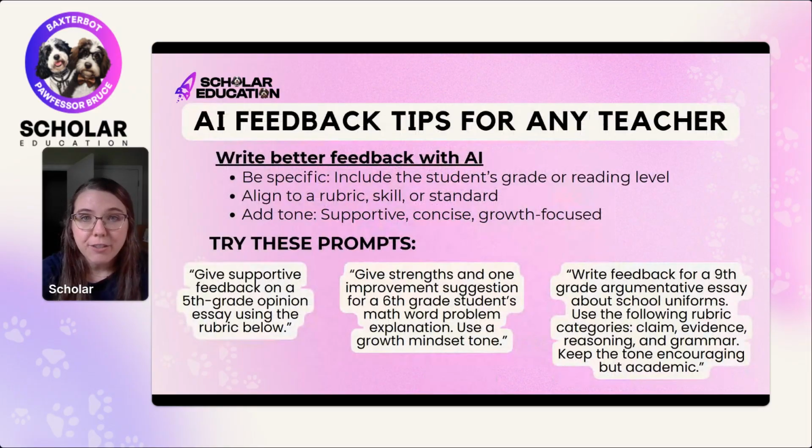If you're going to use AI for feedback, and I hope that you will to save yourself some time, here are a few quick tips we've learned along the way. First, be specific. Include the student's grade level. Call out something they did well or areas of growth. Second, tie it to a rubric or standard, whether it's citing evidence or solving a word problem. Clear targets make feedback more meaningful. And finally, be mindful of tone. I like to keep things supportive and growth mindset focused, especially when it's something a student has struggled with. And if you're thinking, how do I even ask AI all of this? Don't worry, we've got some sample prompts like these three right here in front of you, and we'll share more at the end.